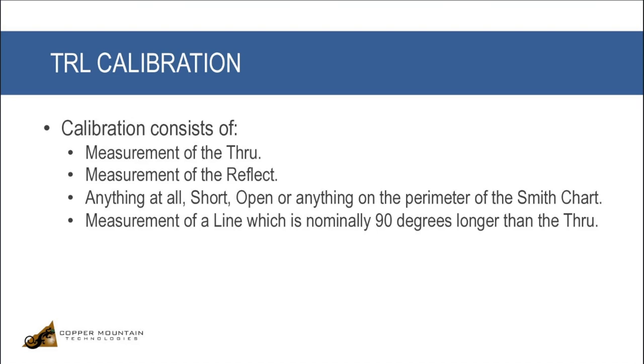All right, and then followed by the measurement of a line, which is normally 90 degrees longer than the through. If the through was zero length, then the line has to be precisely 90 degrees long at the center frequency where you're going to perform your calibration.